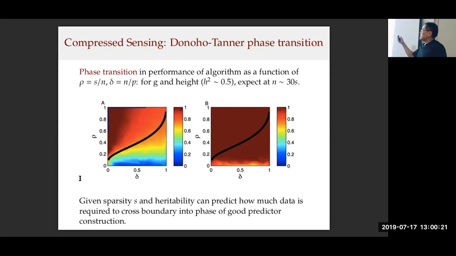It's very interesting that using matrices which are formed out of human genomes, we get exactly this kind of phase diagram, the same phase diagram that Donoho and Tanner talked about. So if you're a theoretician, this is kind of exciting stuff. But the practical implication of this is that we can make a priori estimates. Once we know some preliminary things about the genetic architecture and about the heritability, then we can predict how much data we need to actually solve it and capture all that heritability in a predictor.